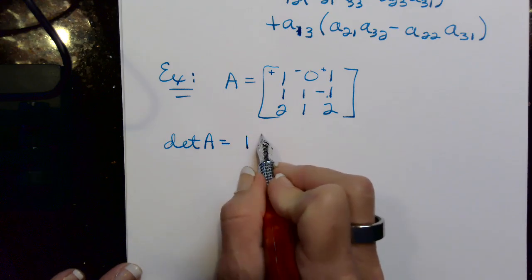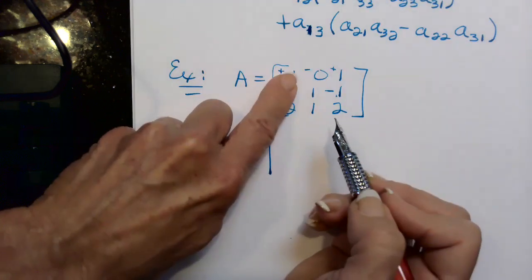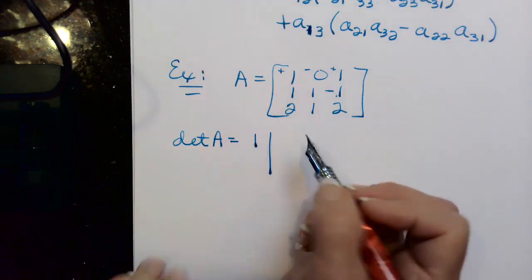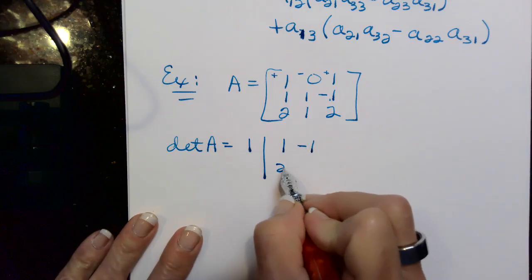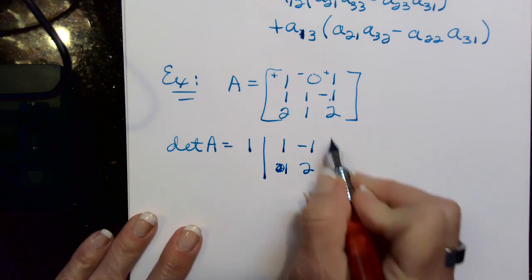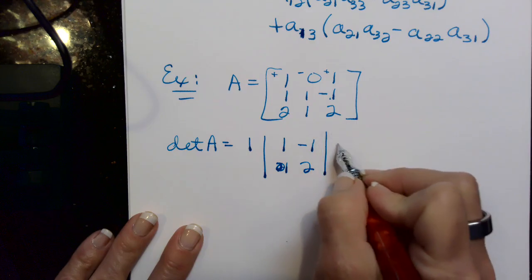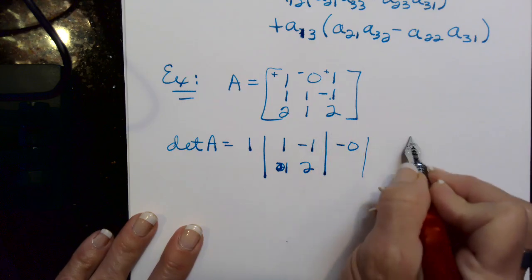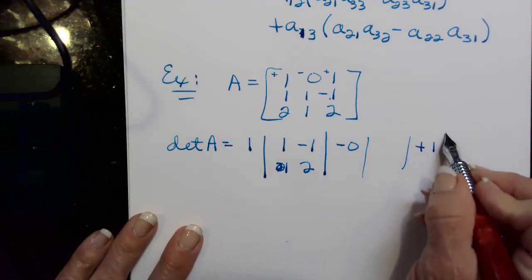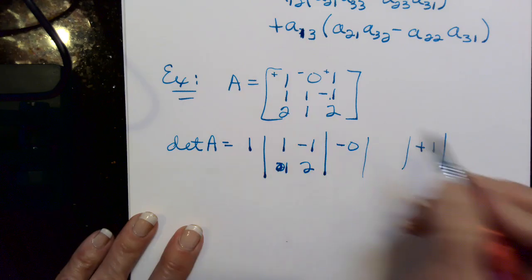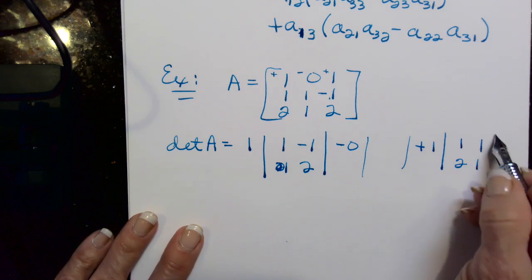So I get plus 1 times the determinant I get when I delete the row and the column containing the 1 in the upper left. So that gives me this matrix. Whoops, 1, 2. Okay. And then I get minus 0 times, and then it doesn't matter because it's 0 times it. That's why I use that row. And then plus 1 times, delete the row and the column containing that 1. That's 1, 1, 2, 1.